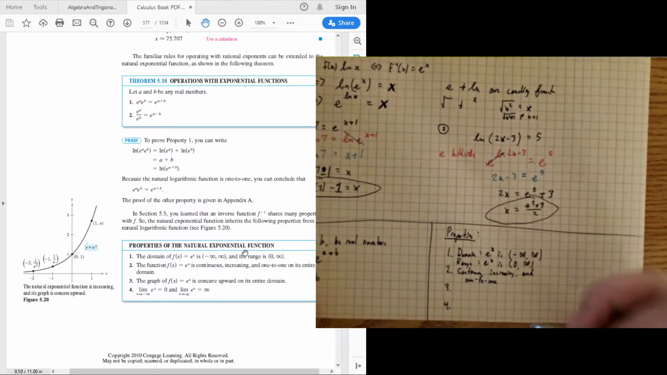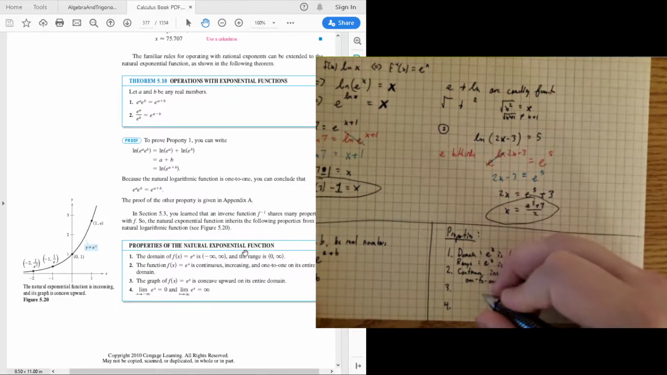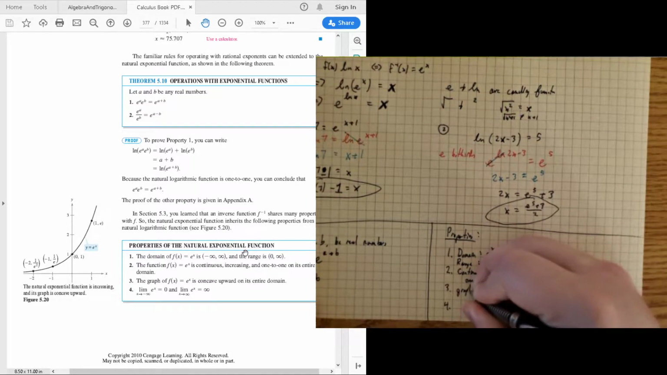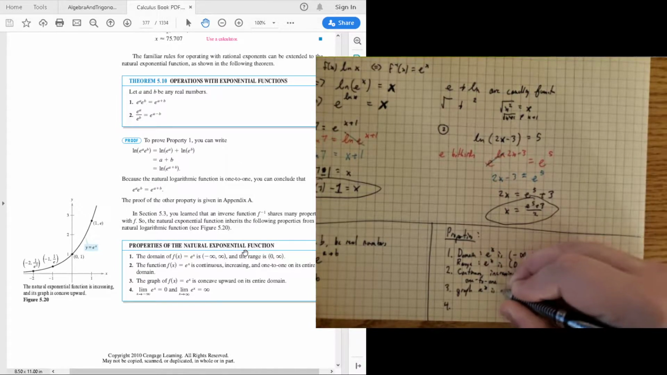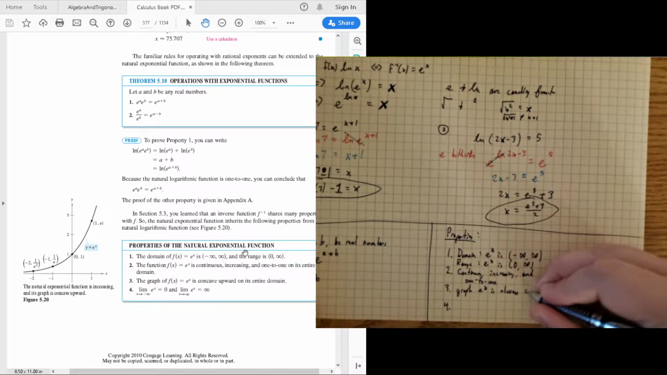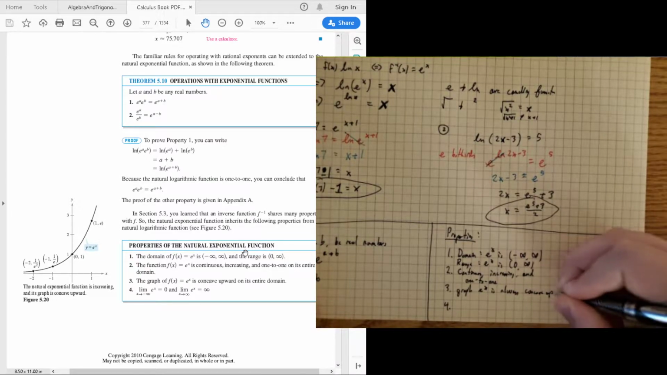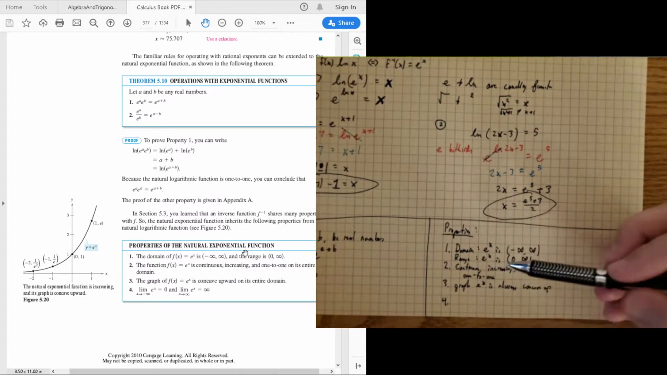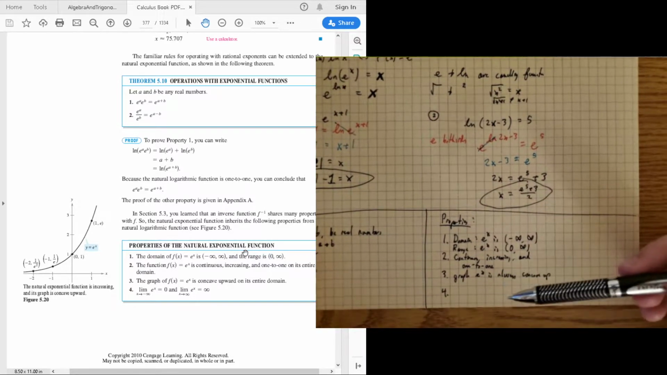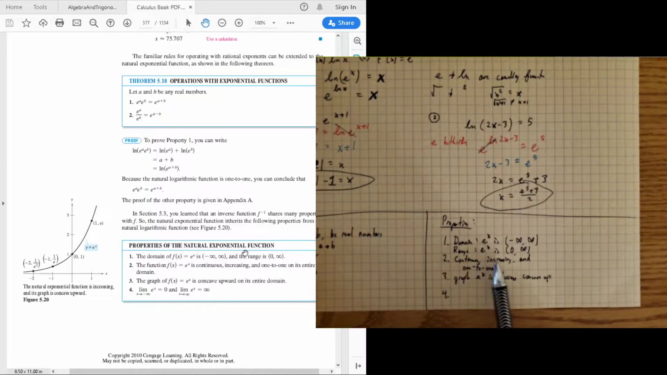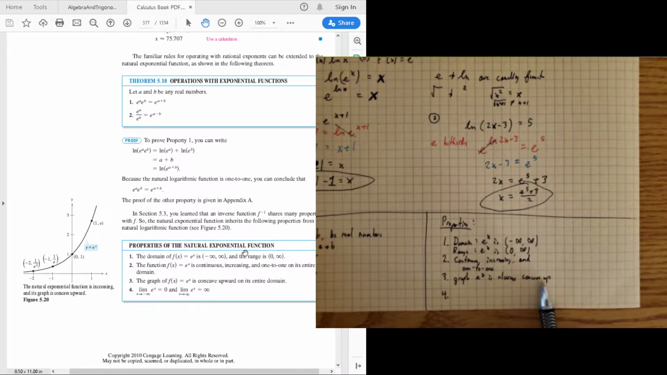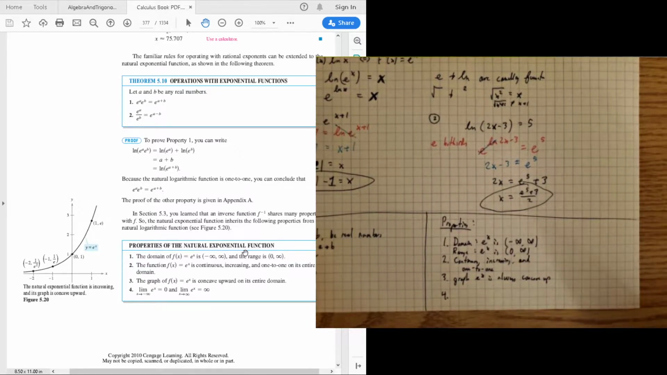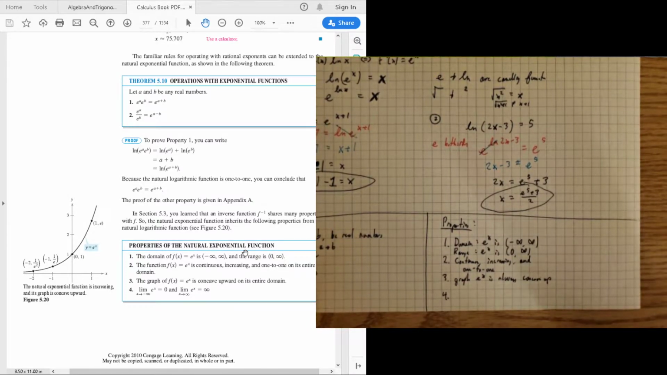Okay, number 3. And this is a very interesting one. The graph of e to the x is always concave up. Now, these two properties tell us something about the calculus of this. If we take the derivative, it's always going to be positive because it's increasing. If we take the second derivative, it would also be positive because it is always concave up. Remember, increasing and concavity are based upon the first and second derivatives, respectively.